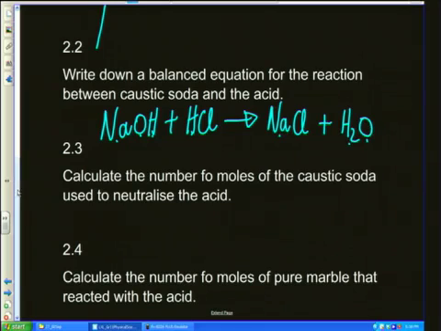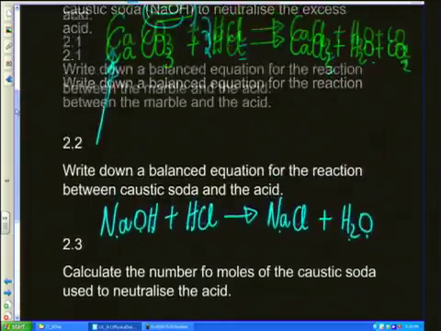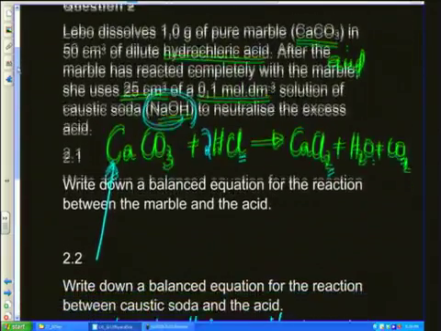So that's fine. Now the next one says, calculate the number of moles of the caustic soda used to neutralize the acid. Now let's go back to the information that is given to us.